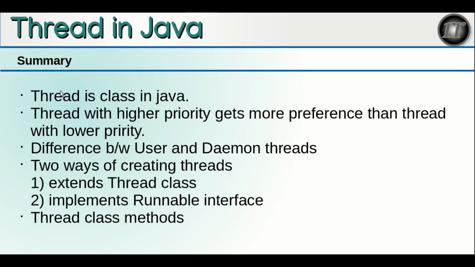So what we have learned today: Thread is a class in Java which we can use to operate and control thread execution, and a thread with higher priority gets more preference than a thread with lower priority. We have seen the difference between user and daemon threads. There are two ways of creating a thread: extending the Thread class and implementing the Runnable interface. And we have seen some of the important methods of the Thread class.